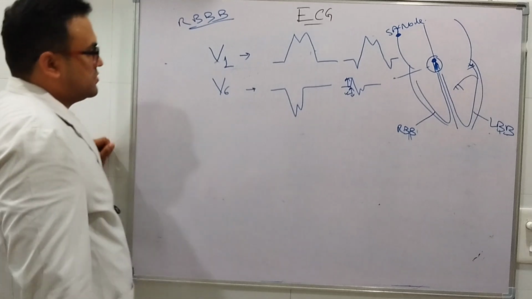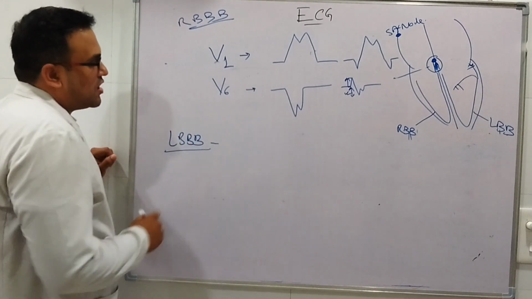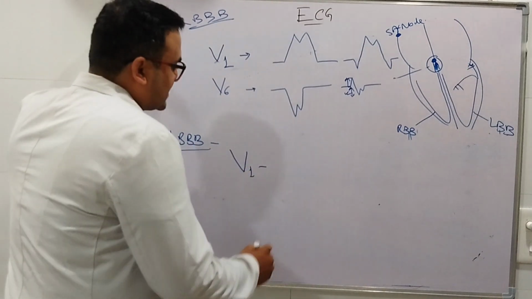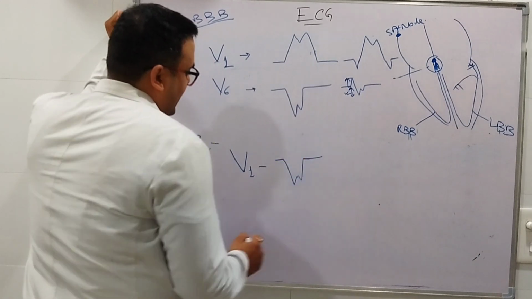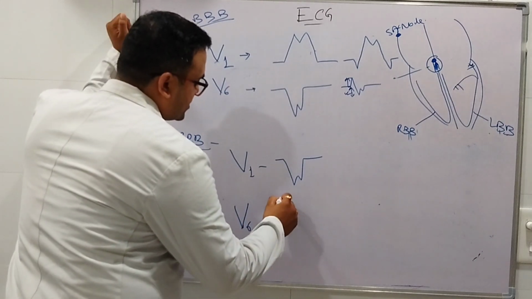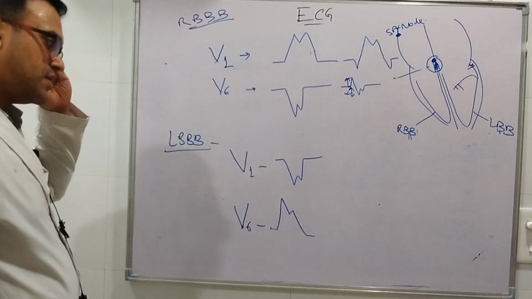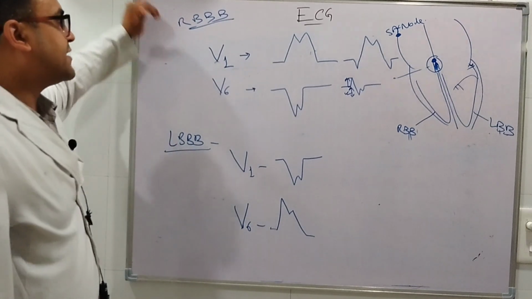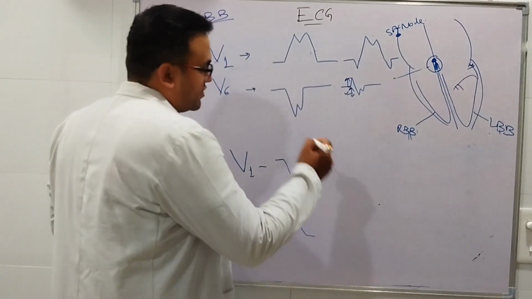Right bundle branch block. In left bundle branch block, the opposite happens. In lead V1, the maximum force will be below the baseline, and in lead V6, the maximum force will be above the baseline. So that is how we differentiate between right bundle branch block and left bundle branch block.